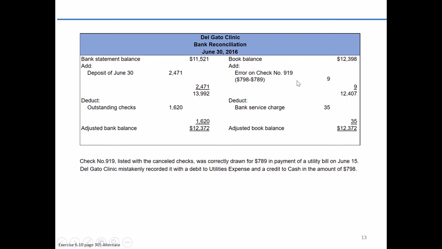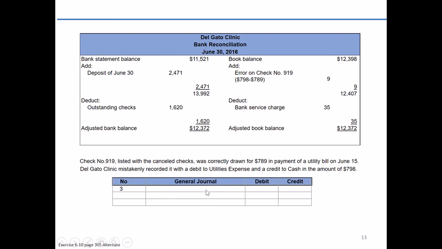Anything on our book side that we either add or deduct, we've got to make an adjusting entry related to that. Now, this one may seem a little bit tricky because when we first issued it, we debited utilities expense and credited cash, but we did it for too much. So now we're going to have to partially reverse this entry. Before we credited cash; now we're going to debit cash because we took too much out of it and add $9 back. On the other side, we increased utilities expense too much, or we debited it by $9 too much. So now we're going to credit utilities expense for $9.